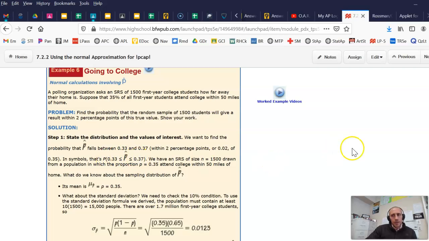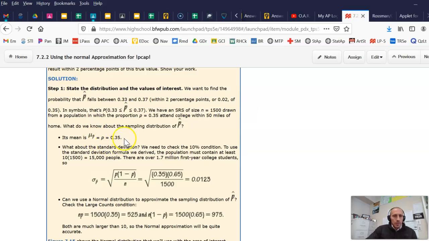So what I need to do is find the mean and standard deviation of the distribution, just what we did on the previous page. The mean is equal to the true mean. For the standard deviation, as long as the 10% condition is met, it is. They go through that here.